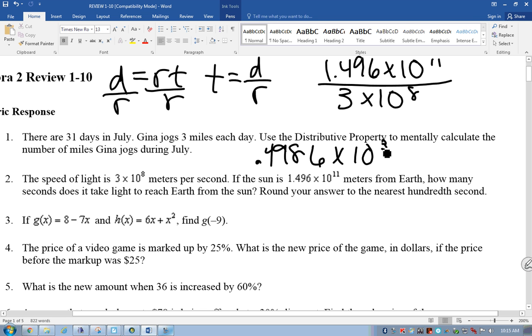They did not want my answer in scientific notation. They wanted my answer just in seconds. So I'm going to move my decimal 3 places to the right and I'm going to get 498.6. It was 0.4986 and a little bit further, so we're going to say 498.67 seconds.